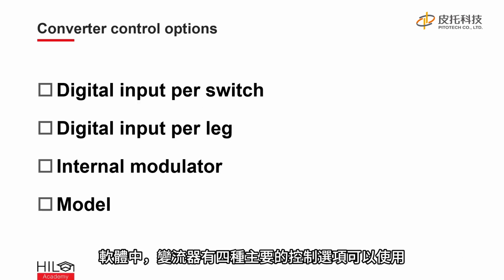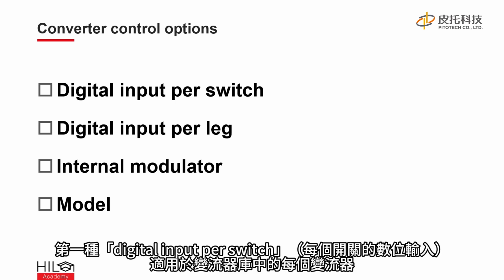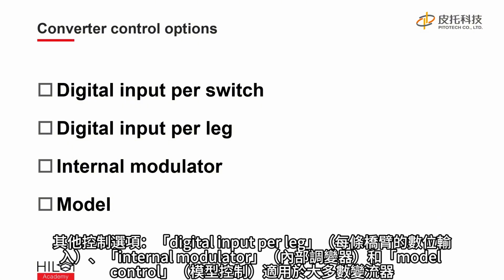There are four main control options which can be used for converters in our software. The first one, digital input per switch, is available for every converter in our converter library. The other control options, digital input per leg, internal modulator, and model control, are available for most converters.